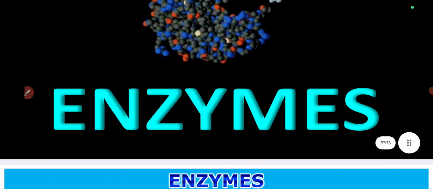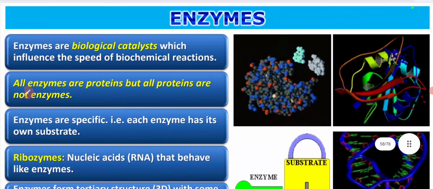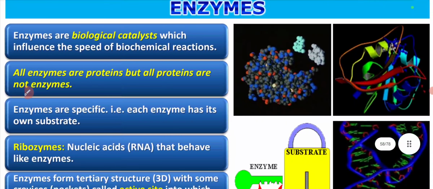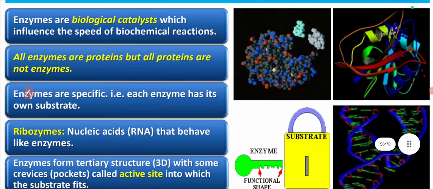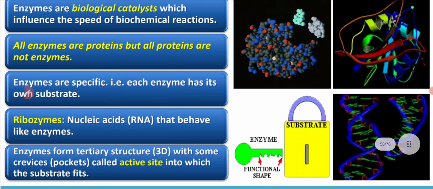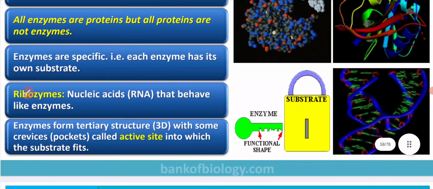Next is your enzymes. Enzymes are biological catalysts which influence the speed of biochemical reactions. All enzymes are proteins, but all proteins are not enzymes. Enzymes are specific, that is, each enzyme has its own substrate. Ribozyme, nucleic acids, RNA that behave like enzyme. Enzymes form tertiary structure with some surface pockets called active site into which the substrate fits.